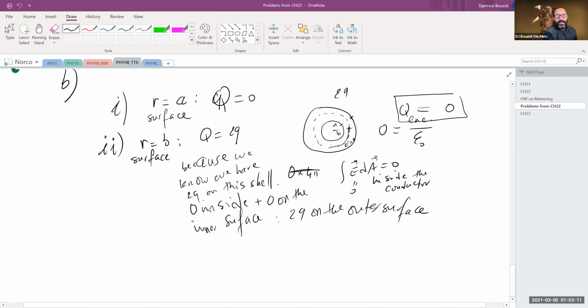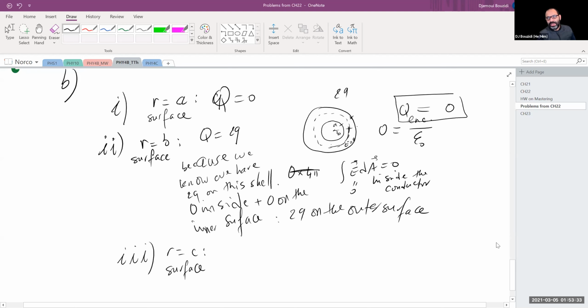Part 3 of this problem. It says on the inner surface of the large shell, that means R is equal to C. This surface of radius is C.